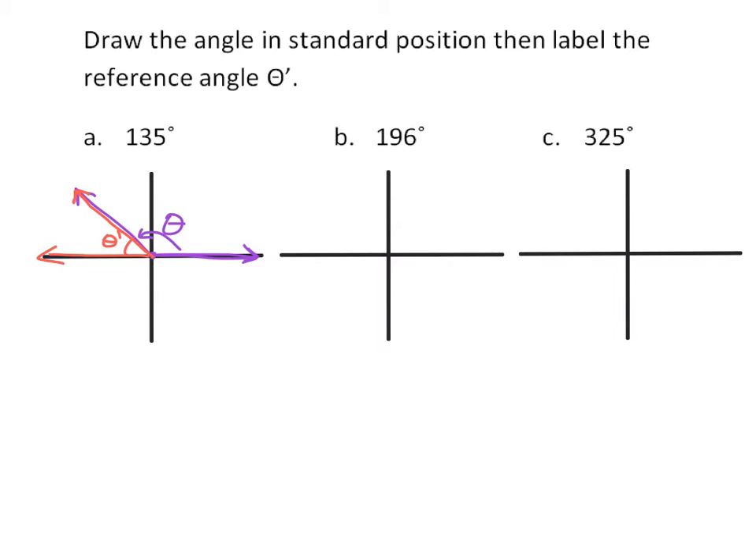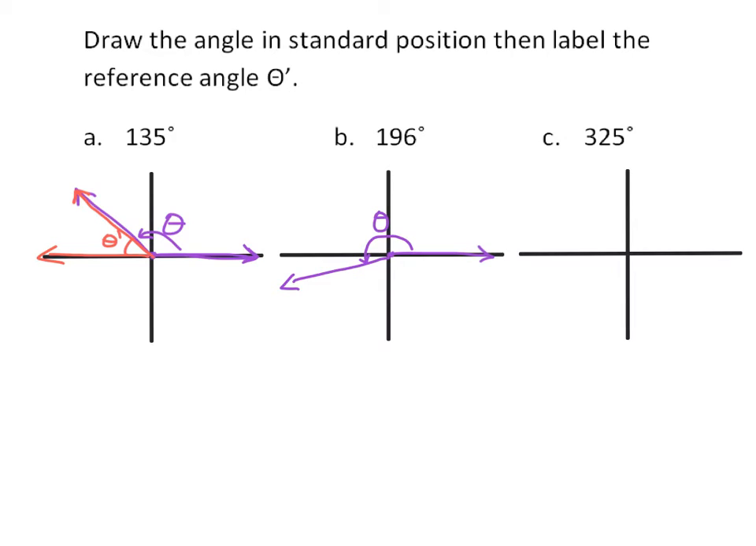All right, let's try the second one, a little different than the previous. So a 196 degree original angle. We know that this is 90, this is 180, so we have to go about 16 degrees beyond 180. Go ahead and draw that right in this area here. So this whole thing here is theta.